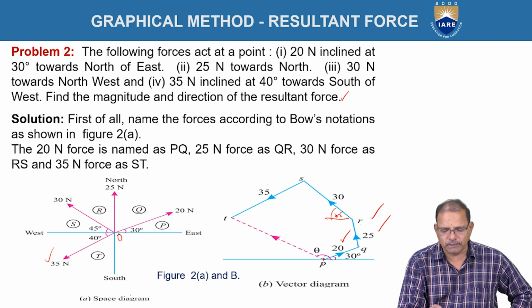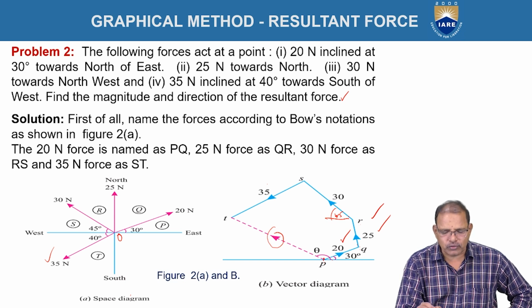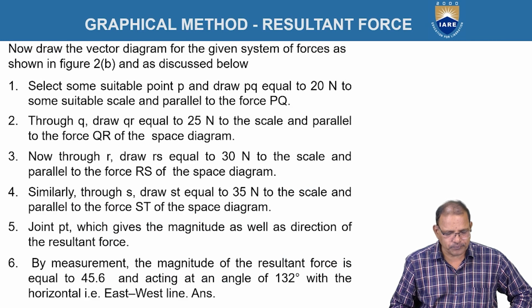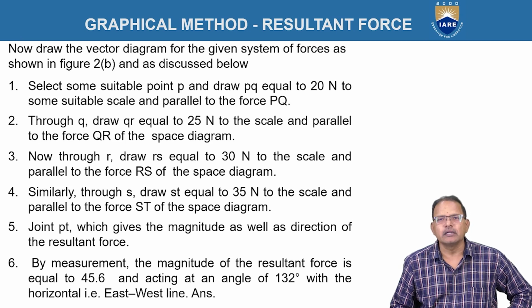So join T and P, make notation in opposite direction. That PT is representing the resultant of these 4 forces, both in magnitude and directions. So by measurement we found that its length is equal to 45.6 mm, that is 45.6 newtons, and acting at an angle of 132 degrees with the horizontal, that is the east-west line.